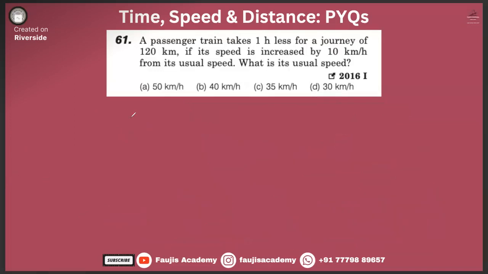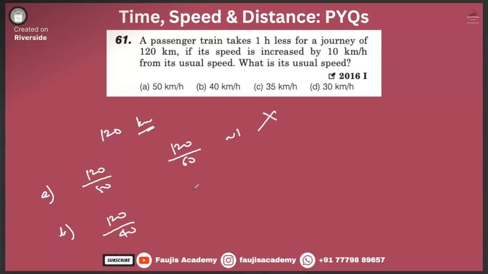Okay. Now let's do it another way. 120 kilometers. Option number A. 120 by 50, 120 by 60. It won't give us the difference 1, right? This also won't give us it.